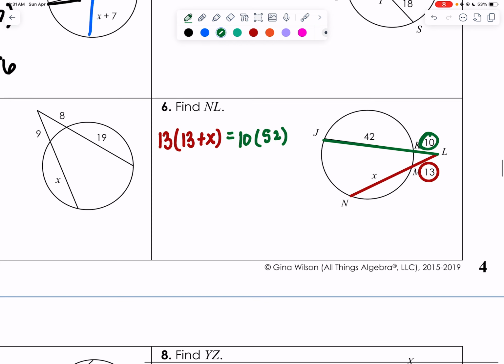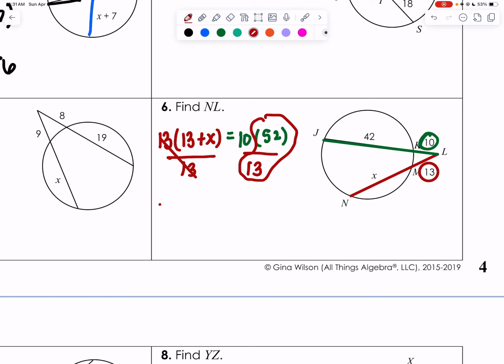Now, once again, don't distribute out the 13. Instead, divide out the 13. Because 52 divided by 13, if I were to take out a GCF here, that's going to be 4. So now I have 13 plus x is equal to 10 times 4. So 13 plus x is equal to 40.